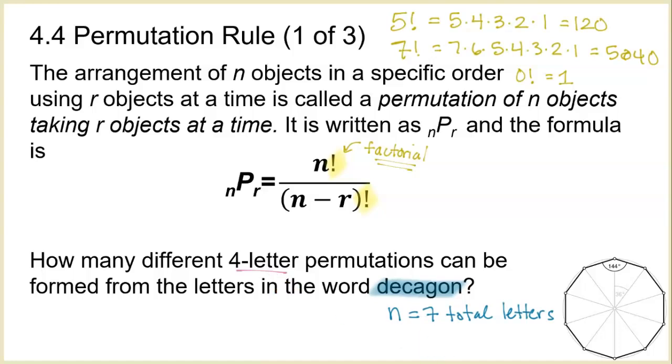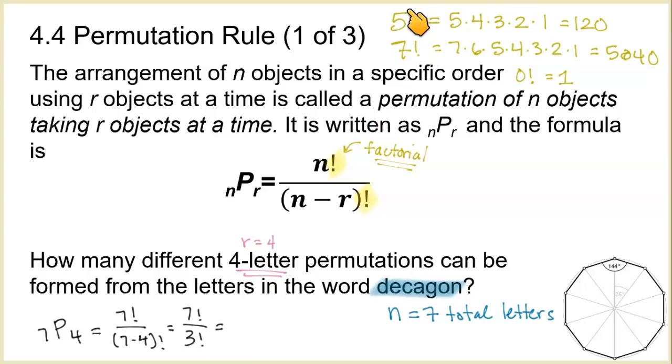And then in this case, order is important because we want different words. We don't want the same word. So we're concerned with the way in which the words are ordered. So if we set up our formula here, I have 7PR, and based on the formula, that's 7 factorial divided by (7 minus 4) factorial. And I like to simplify this, so that becomes 7 factorial divided by 3 factorial.